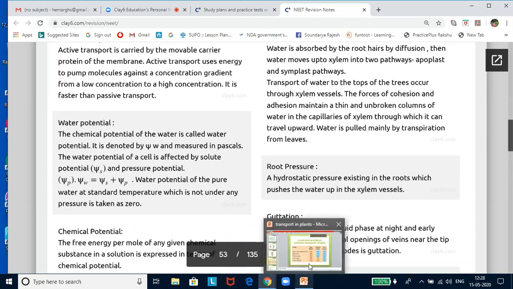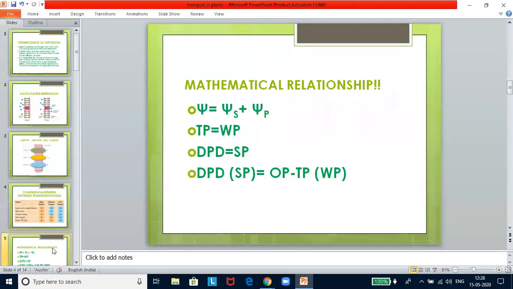Now let us look into some of the numerical relationships. So psi, that is water potential, is equal to osmotic potential plus pressure potential. Now the pressure that develops in a cell due to osmotic diffusion is called turgor pressure. As the cell wall is rigid, it will also exert an equal and opposite pressure to that of the turgor pressure, which is termed wall pressure. So turgor pressure is equal to wall pressure.